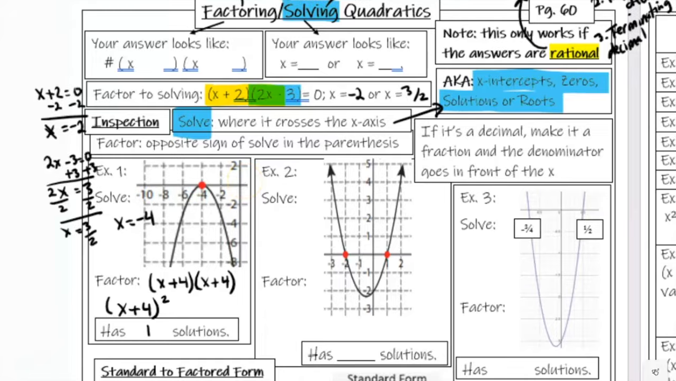Another way of writing this could be (x plus 4). How many times do you see it? Twice, to the exponent of 2. So one solution will look like this. It's basically the same thing twice. All right, let's take a look at example 2.